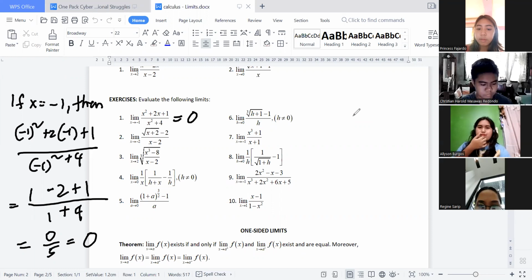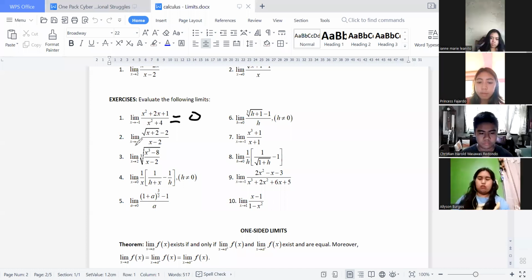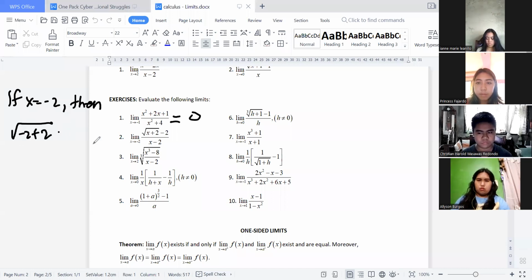Okay, number 1 is done. So let's proceed to problem number 2. In problem number 2, this is your function. The very first thing that you will do again is to substitute this value to your function. So if x is equal to -2, then it will be square root of -2 plus 2 minus 2 all over -2 minus 2, right?